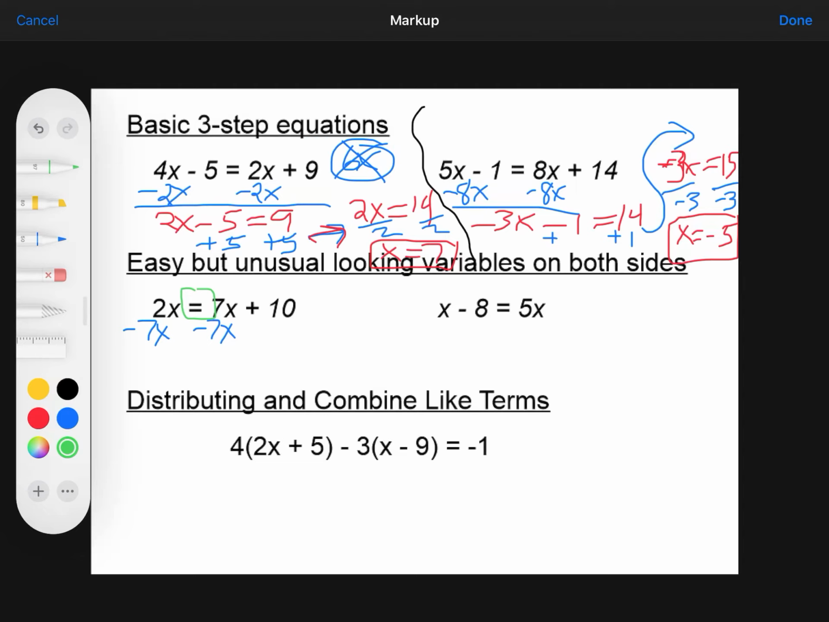If one of the x terms is to the left of that equal sign, like the 2x, and one of the x terms is to the right of the equal sign, like the 7x, that's all you have to do. Again, you might have negative numbers. Don't be afraid of negative numbers. Negatives happen. They're not a problem.